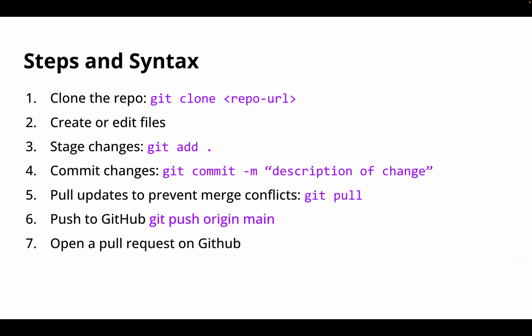Usually if you want to stage all your files, you just do git add dot, which means all of the changes you've made. To commit the changes in the staging area, you do git commit -m. The m stands for message, and then you write a description of your change there. You should also pull the updates to prevent merge conflicts using git pull. Once you do that, you can push to GitHub using git push origin main.